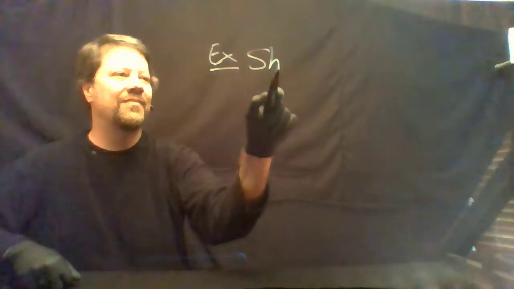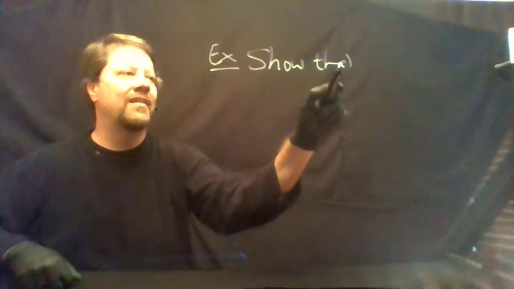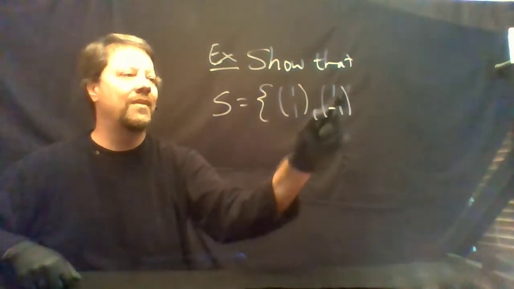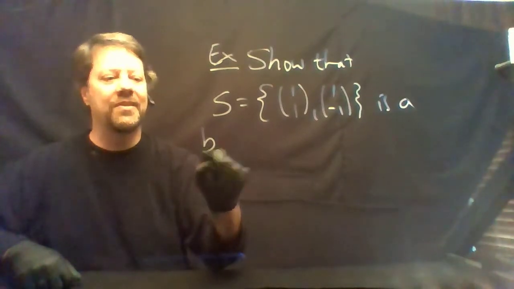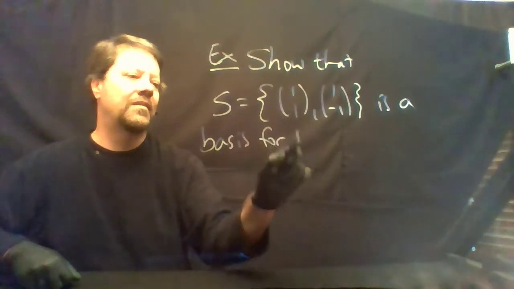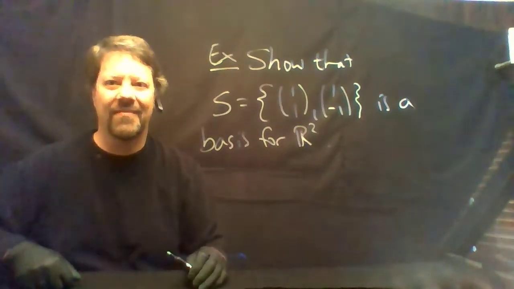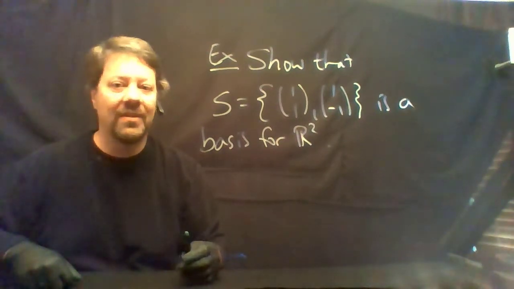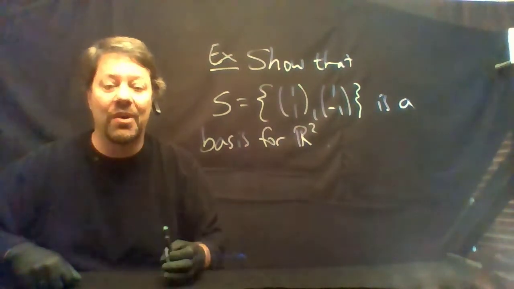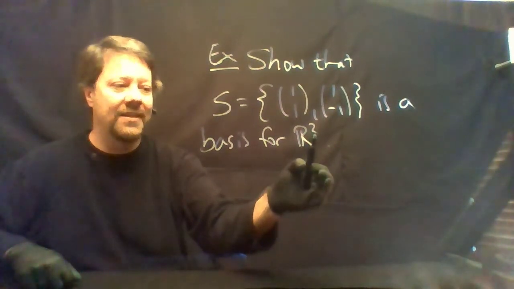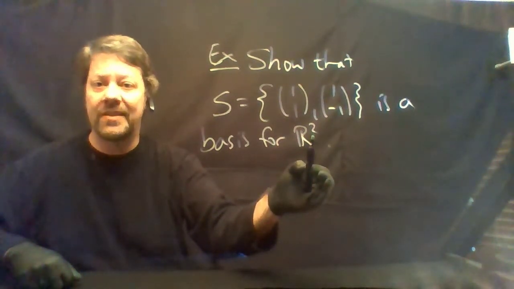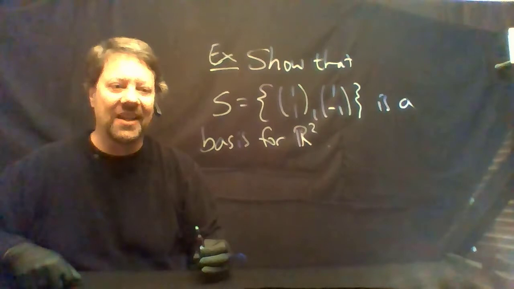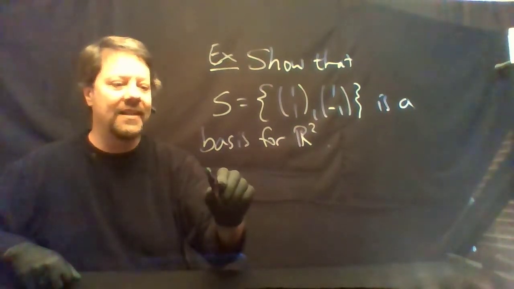For example, show that S equals (1, 1), (1, negative 1) is a basis for R2. We have our choice. We can either show that this set is linearly independent or that it spans. We don't need to show both. R2 is dimension 2 because the standard ordered basis has 2 elements. The set S has 2 elements. We only need to check one. So let's check that it is linearly independent.